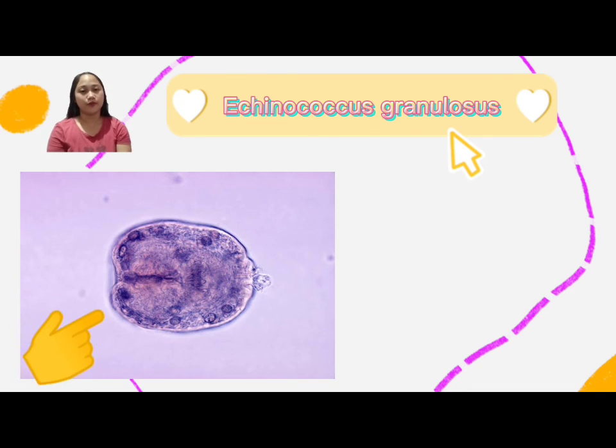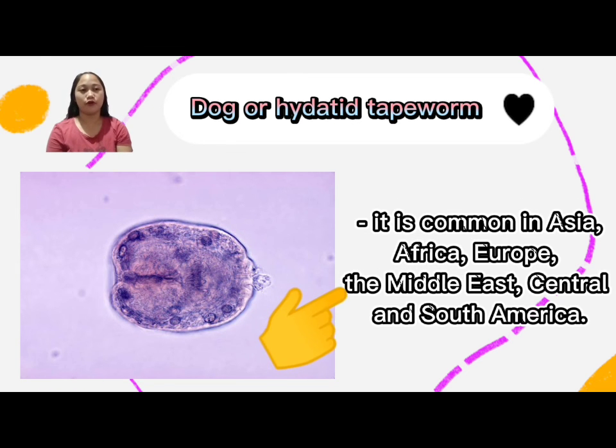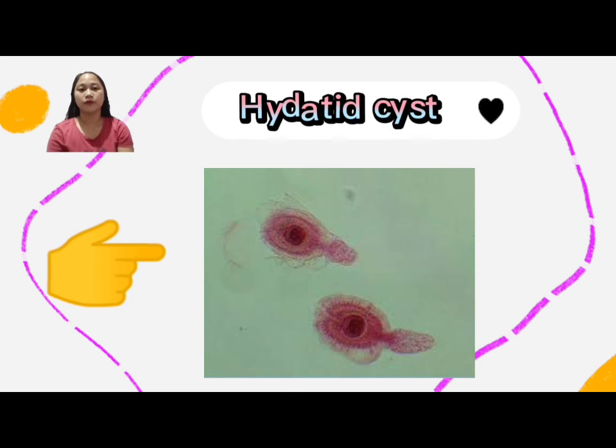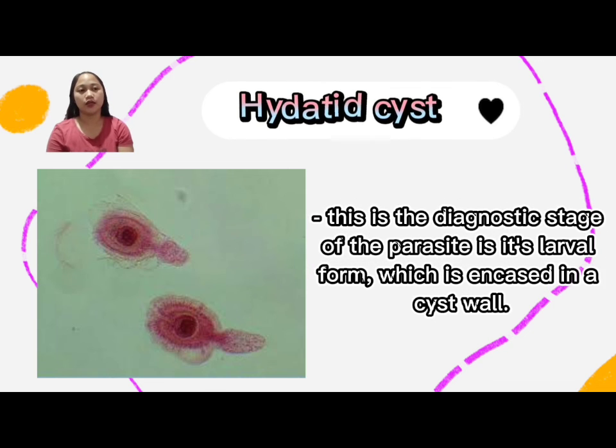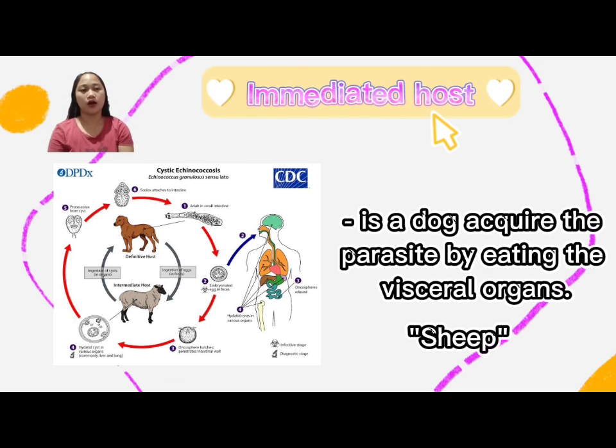The common name of this parasite is dog or hydatid tapeworm. It is common in Asia, Africa, and Europe. The infective stage of this parasite is the hydatid cyst. This is the diagnostic stage of the parasite, its larval form, which is encased in a cyst wall. And the immediate cause is that the dog acquires the parasite by eating the visceral organs.